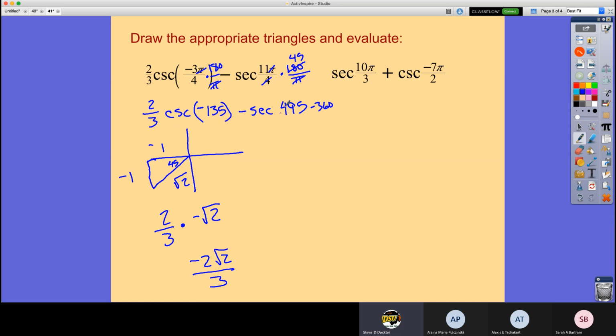Okay, this one I'm going to subtract out 360 to get us down to 135. Now that's positive 135, so we're going to be up here in the second quadrant. 45-degree angle though, so 1, negative 1, square root of 2. Secant works with cosine, so cosine would be negative 1 over the square root of 2, except we've got to flip that, so that would be a negative square root of 2 there.